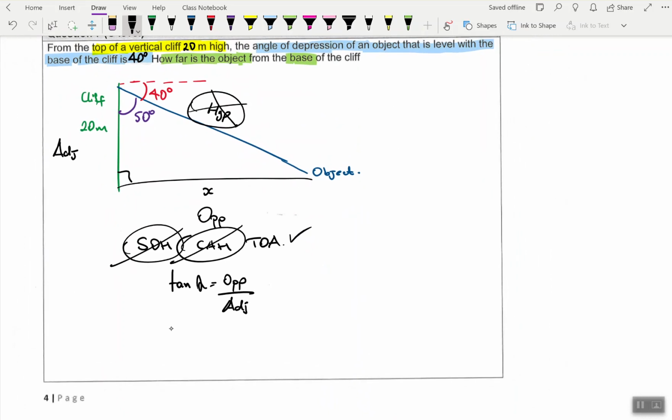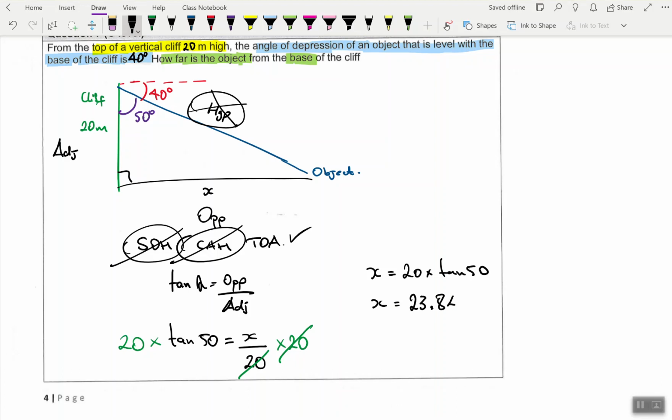Okay, now I just need to substitute my values in. I know the angle is 50 degrees, so tan 50 is x over 20, as the opposite is x and the adjacent is 20. And when the variable is at the top, we will multiply. If you want to look at it like this, if we multiply 20 on both sides, we'll be left with x being equal to 20 times tan 50. X will be 23.84 meters. So that object is 23.8 meters away from the cliff.